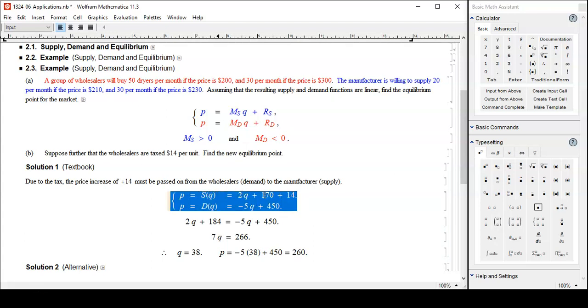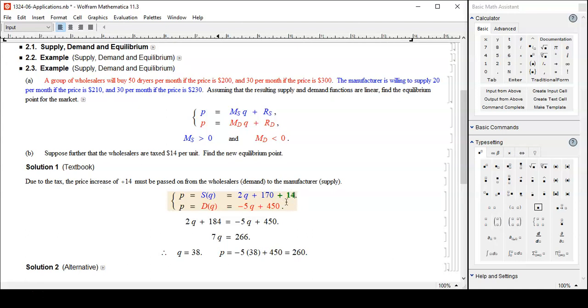So previously we had this. We have this. And the demand side, we had this. And then the price increase of $14 must be passed on from wholesalers, which is demand, to the manufacturer. So plus 14 applies to the supply side. Am I making sense? At least that's the way our textbook explained.